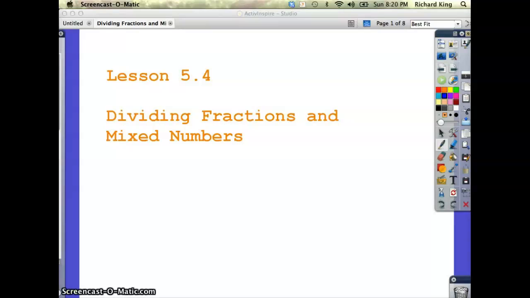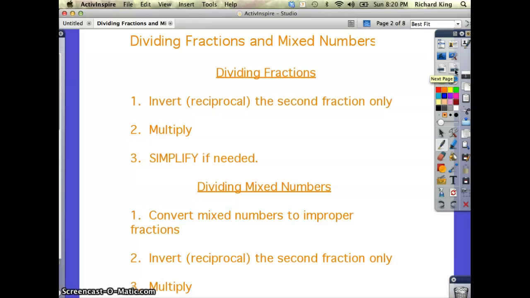This is lesson 5.4, dividing fractions and mixed numbers. The steps for dividing fractions and mixed numbers, we'll start with dividing fractions. First step, you want to invert the second fraction or find the reciprocal, which means you're going to flip the second fraction, and then you're going to multiply and then simplify if needed.